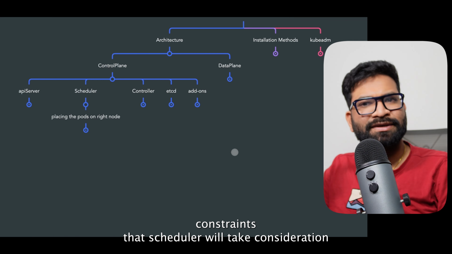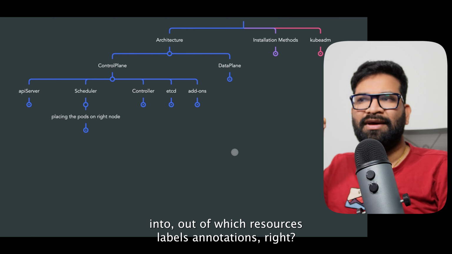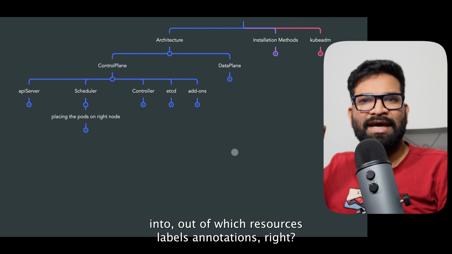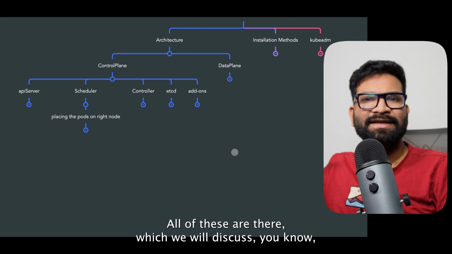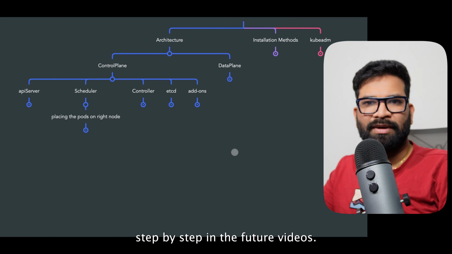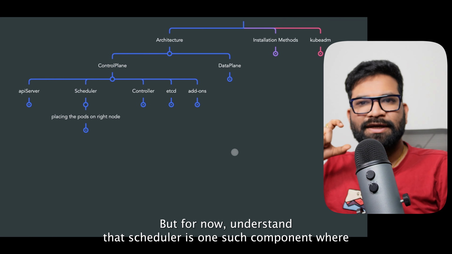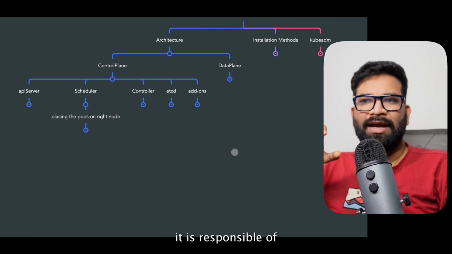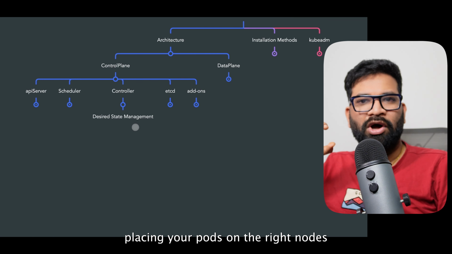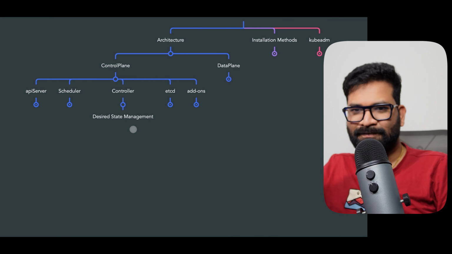There are various constraints that the scheduler will take into consideration, out of which resources, labels, annotations, selectors, all of these are there, which we will discuss step by step in future videos. But for now, understand that the scheduler is one such component which is responsible for placing your pods on the right nodes depending on the availability of the resources.